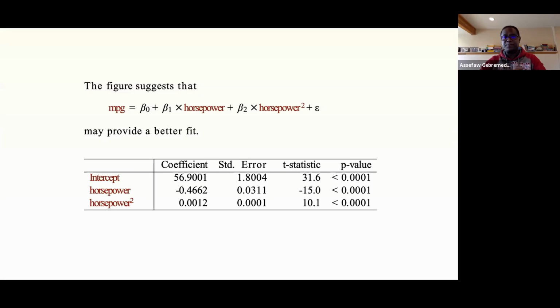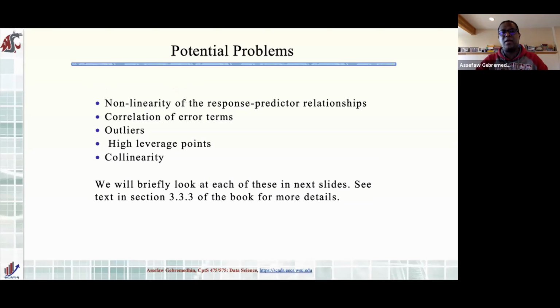So what you see here is it helped. It helped because the new variable horsepower squared has got a p-value that's so small, which means that this is strongly significant. So you've got a way to assess whether this one is doing well or not.